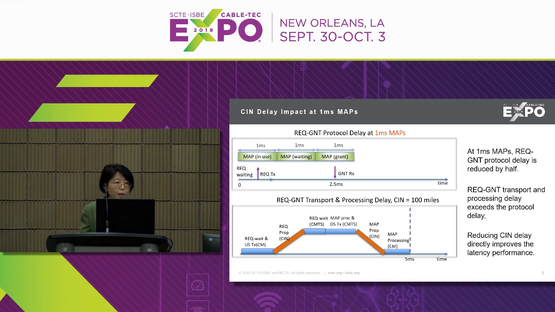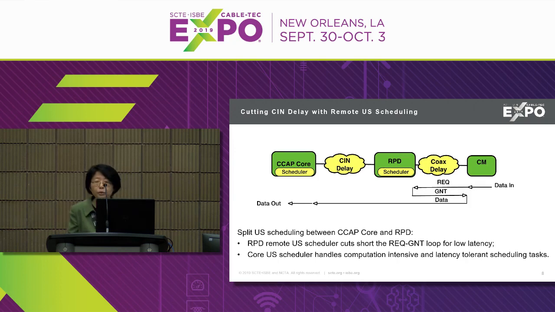And because of these two cases, that's why we bring in the remote upstream scheduler concept. So how to do it? So-called remote upstream scheduler is we put a scheduler at the RPD itself. Let that guy spin fast to turn around the request and generate a grant right back to the cable modem. So the request and the grant don't have to traverse through the SYN network all the way to the core.